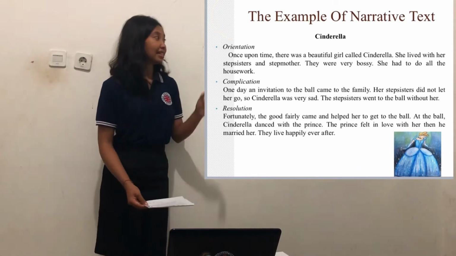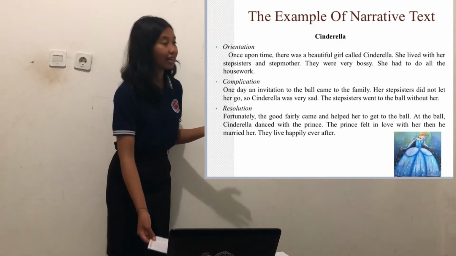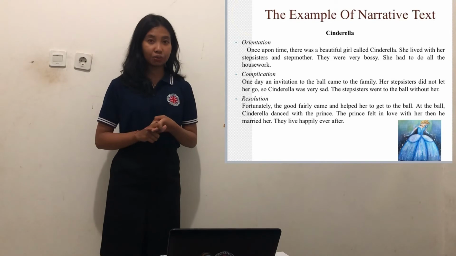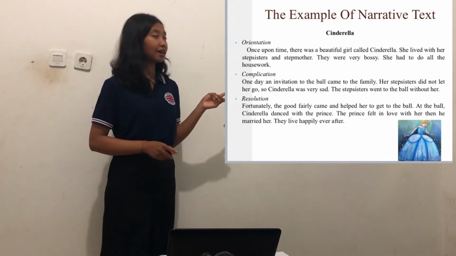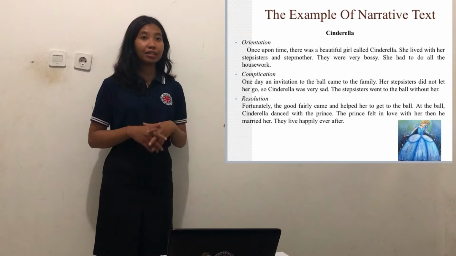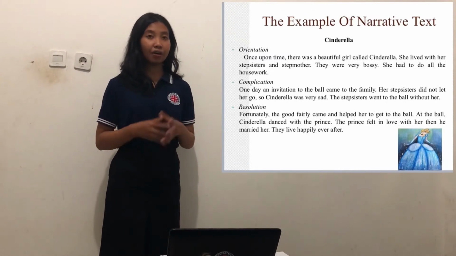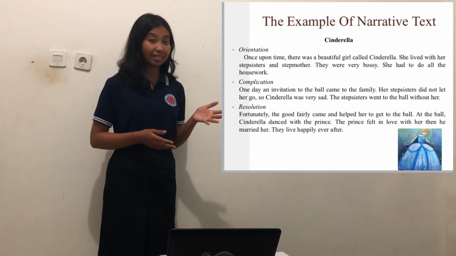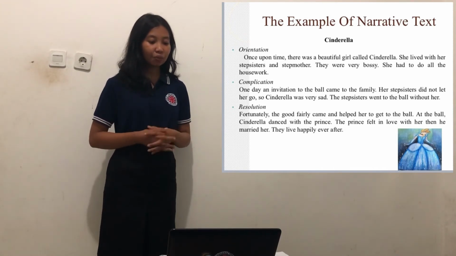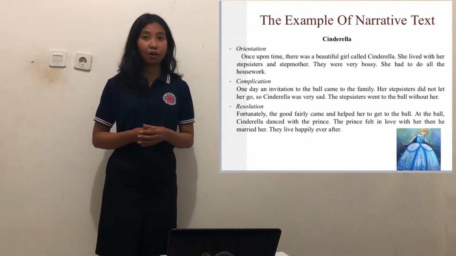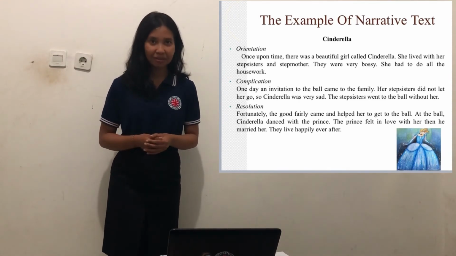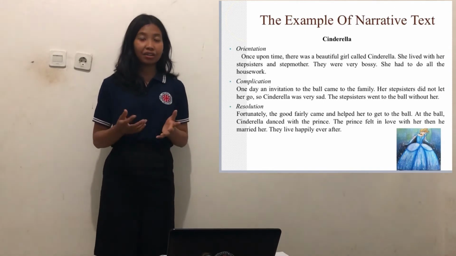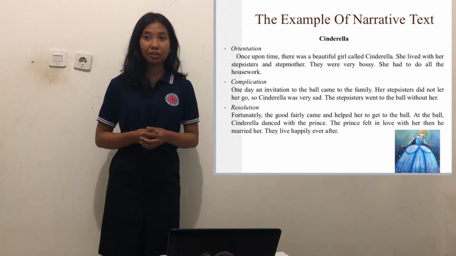Correct. The Cinderella story, like in the slide, has three generic structures. The first one is the orientation. In the orientation, the characters are introduced, like we have read before about the generic structure. The second one, the complication, contains the problem of the story, right? And the last one is the resolution. The resolution contains how the problem is solved.